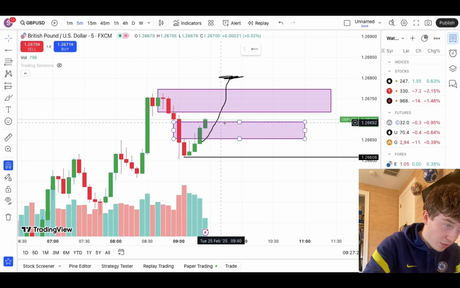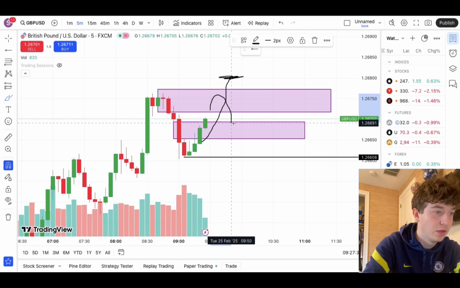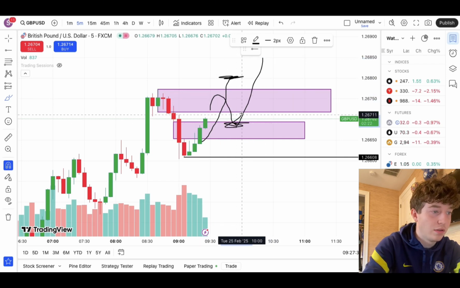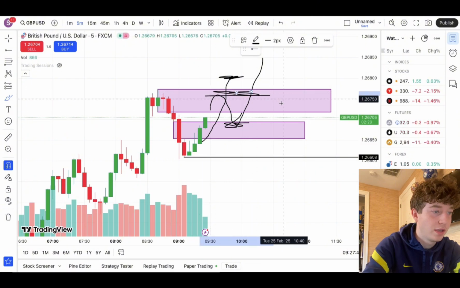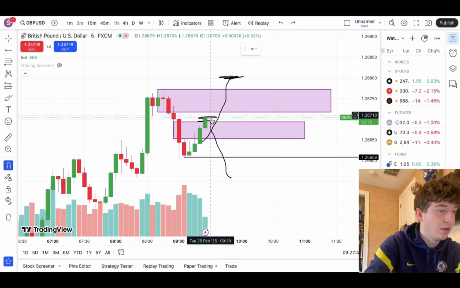So we're looking for price to now go into this order block. Again, if price goes into the order block and then comes down and then goes like that, we'll go in when it breaks structure right here, okay? That's what I'm looking for right now.